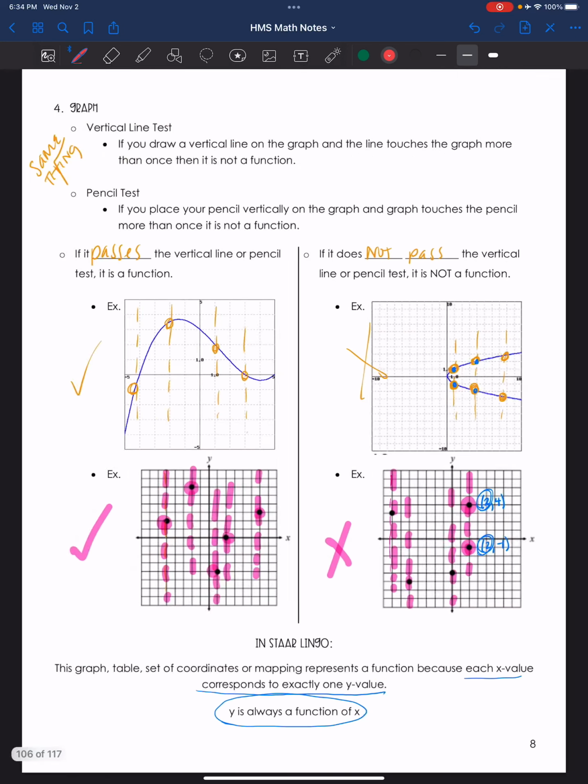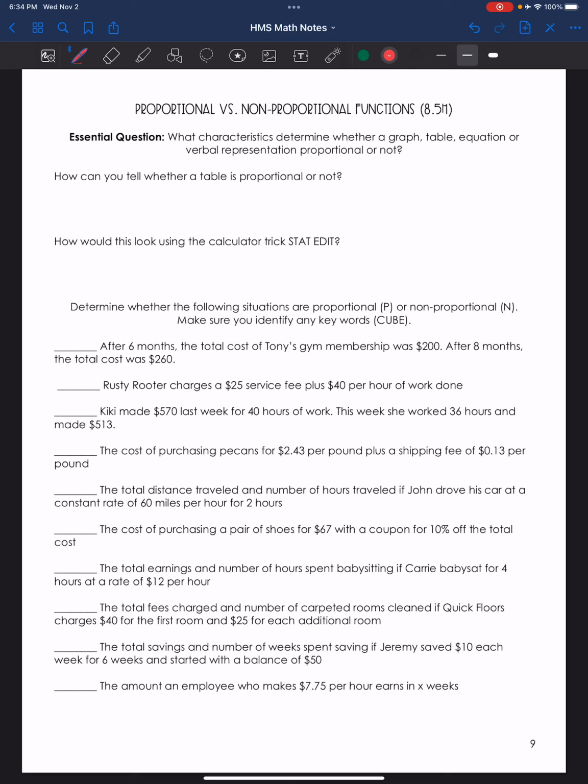Let's get into it. So the essential question is, what characteristics determine whether a graph, table, equation, or verbal representation is proportional or not? We are focusing on the verbal representation today. How can you tell whether a table is proportional or not? You already know this. 0, comma, b, meaning when x is 0, if y is something else, then you know it's non-proportional.